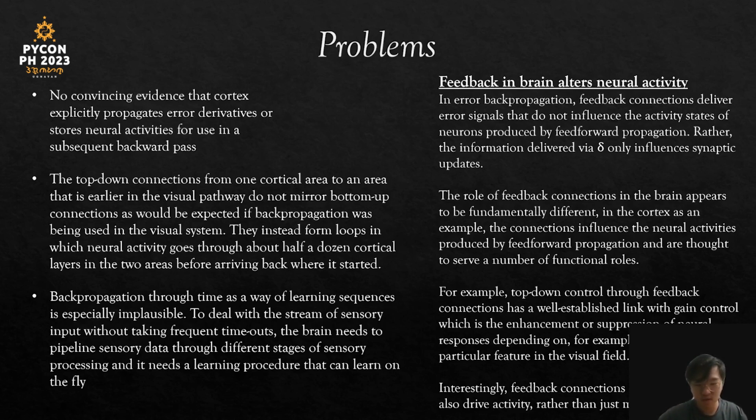So in backpropagation, we adjust the weights and biases, and we don't touch the activity state of the neurons computed by the forward propagation. However, in the brain, the feedback connections actually change or influence the neural activities produced by forward propagation. So that's why backpropagation cannot be implemented in the brain, because if you change the weights and biases, then you're also actually changing the activity states of the neurons.